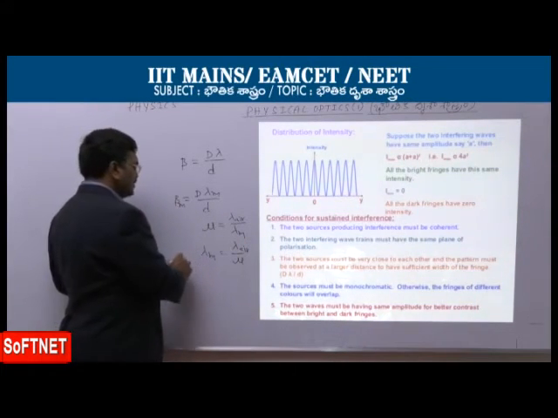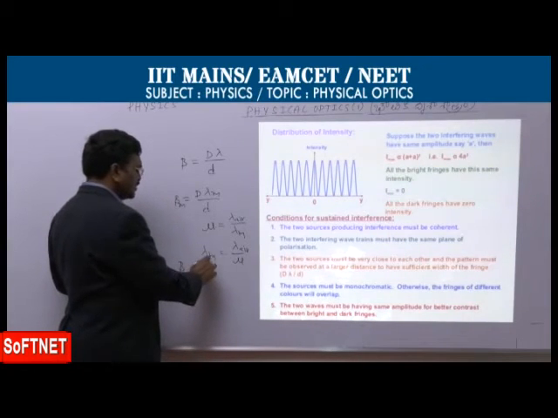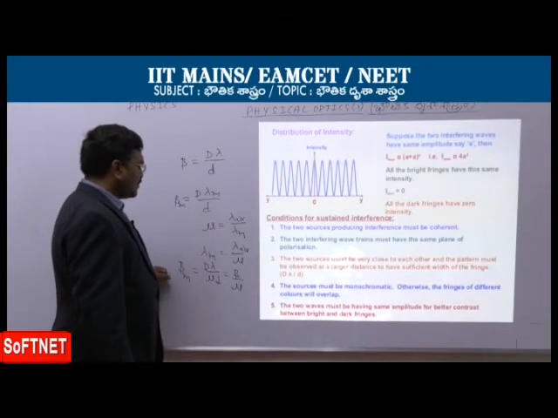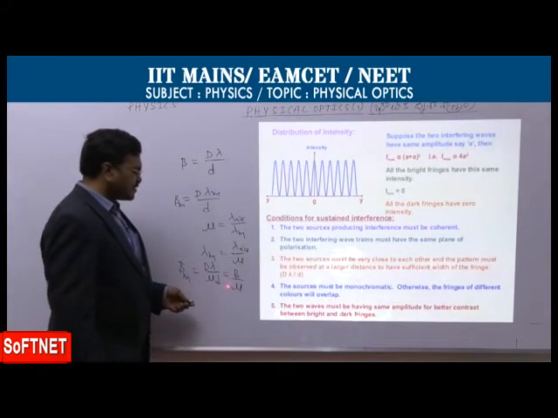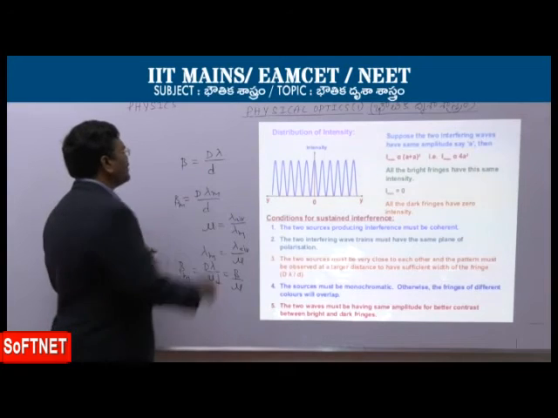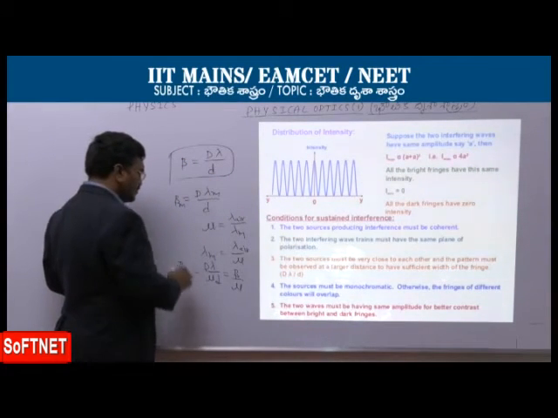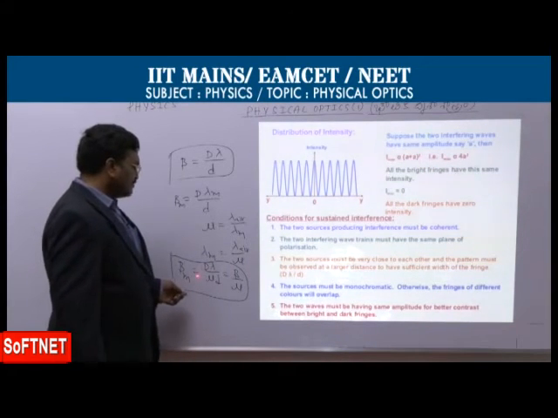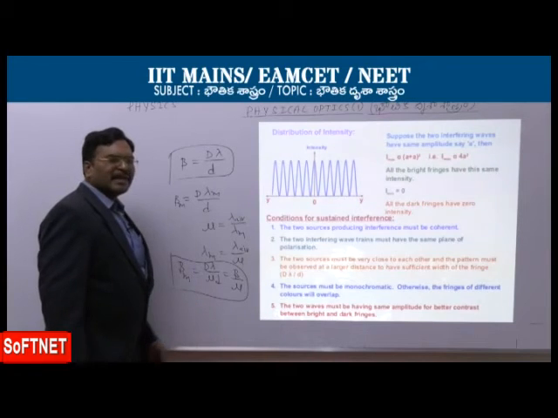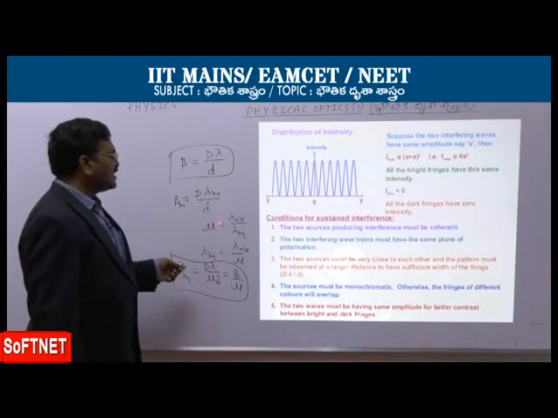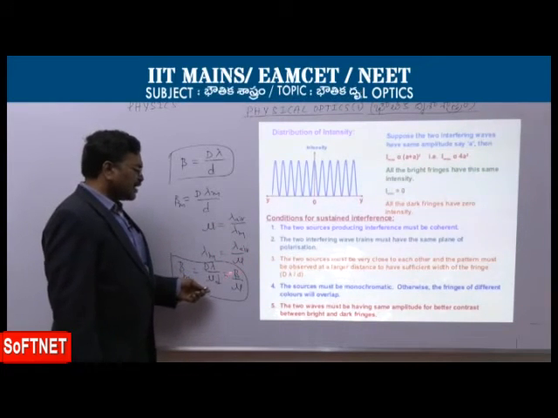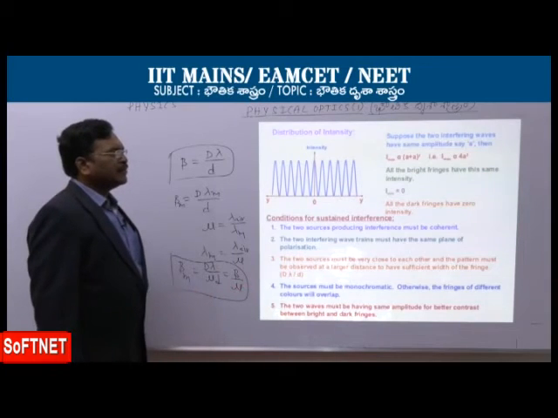At that time beta medium is equal to D into lambda by mu into d. So it is nothing but beta by mu. Beta medium is equal to beta by mu. The fringe width decreases. Beta is the fringe width in air, and beta medium is the fringe width in a medium of refractive index mu. Beta medium becomes beta by mu. Why? Because the wavelength changes. The wavelength of light in a medium is lambda air by mu. Now we are getting beta by mu.